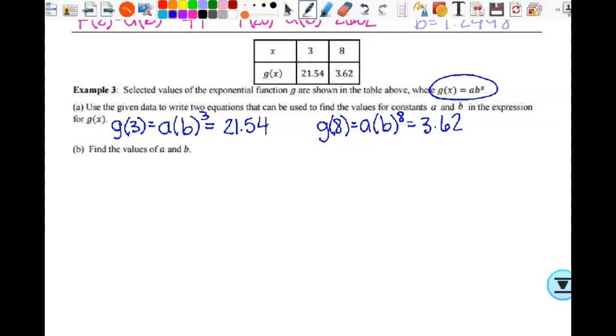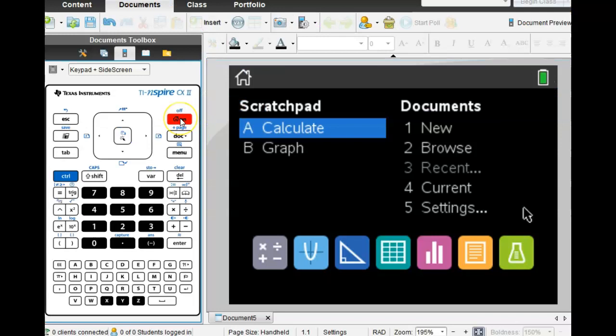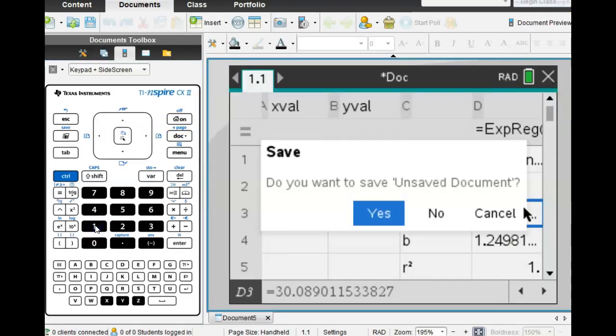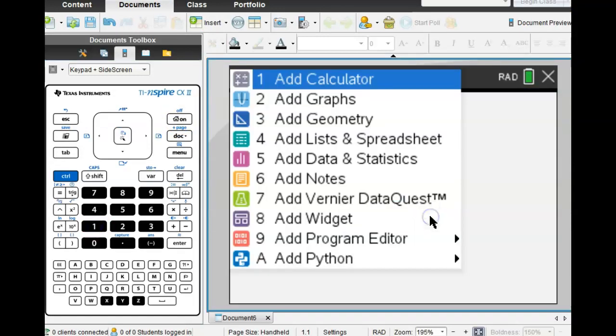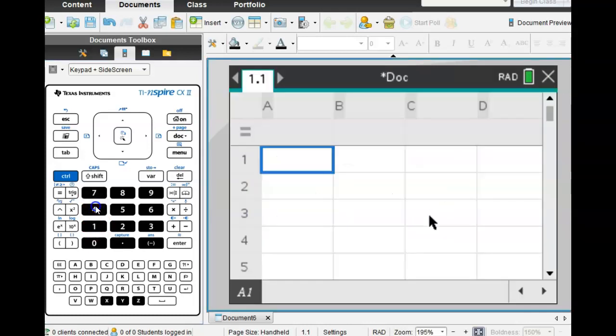So that's pretty much what we just did up there. You go forth, push buttons on your calculator. Make sure you know how to get there. So I'm going to hit my on key. Always just start with a new one. 1 new. No, I don't want to save. 4, and go from there.